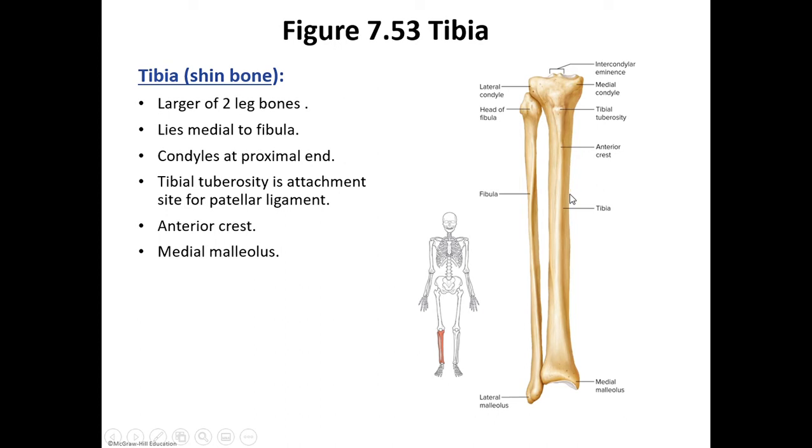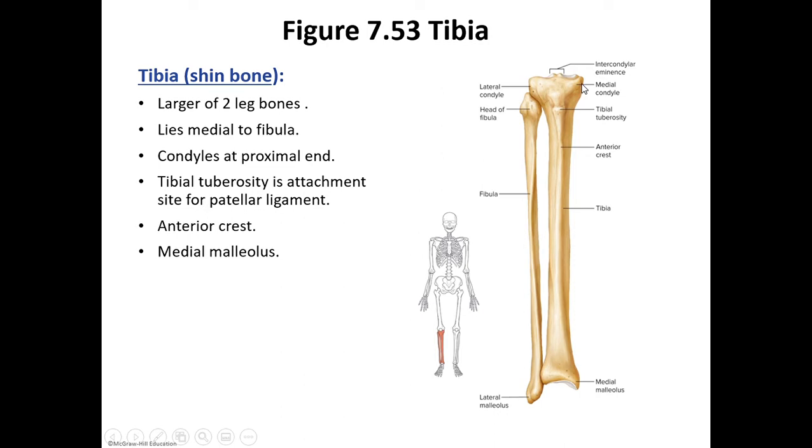Because you do not have large bulking muscles on the anterior tibia, this anterior crest of the tibia is very readily palpable. In fact, when you walk by something and you hit your shin, it's the anterior crest of the tibia that you're bruising. And then you say really nice words.